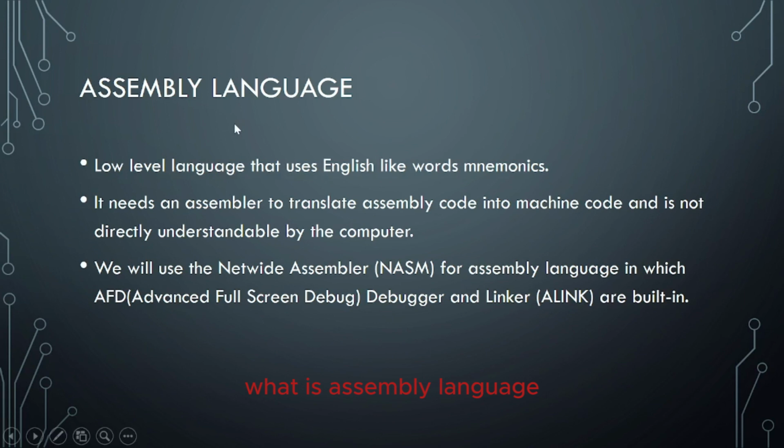What is assembly language? Assembly language is a low-level language that uses English-like word mnemonics. Now, first of all, we must know what is low-level language. Low-level language is close to machine language and is directly understandable by the computer. While assembly language is close to machine language, it is not directly understandable by the computer. It needs a translator, that is an assembler, to translate the assembly code into machine code so that it is understandable by the computer. For this purpose, we will use the Netwide Assembler, termed as NASM, which has an advanced full screen debugger termed as AFD debugger, and a linker.